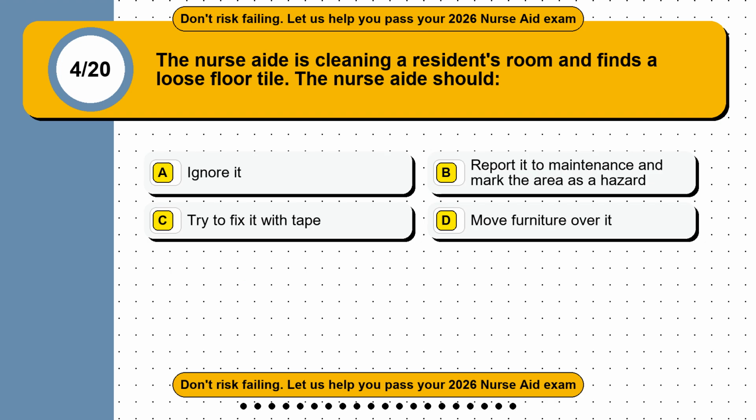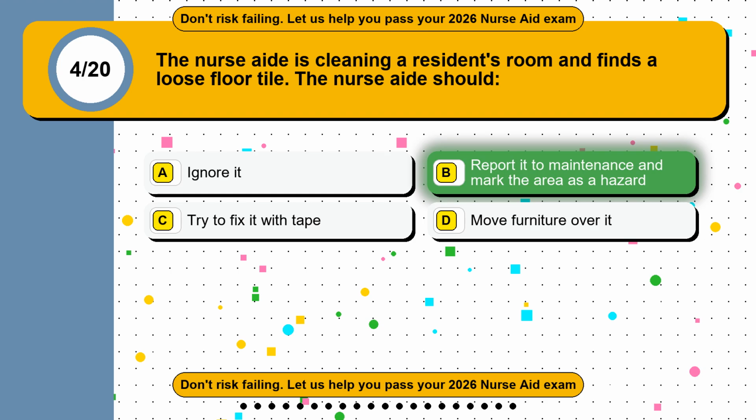Question 4. The nurse aide is cleaning a resident's room and finds a loose floor tile. The nurse aide should: Option A. Ignore it. Option B. Report it to maintenance and mark the area as a hazard. Option C. Try to fix it with tape. Option D. Move furniture over it. The correct answer is option B. Report it to maintenance and mark the area as a hazard.